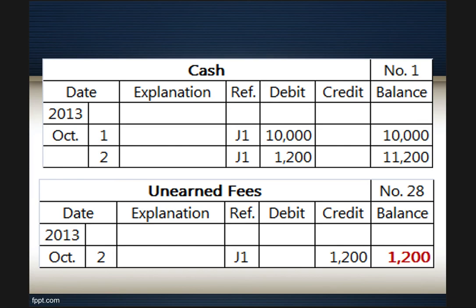So in the next video, I will discuss about how to make a trial balance and what is its purpose.